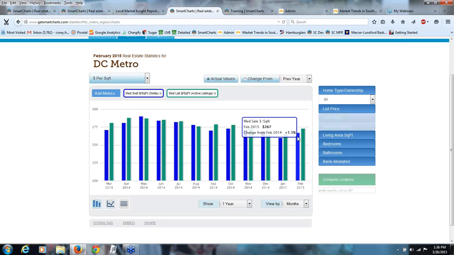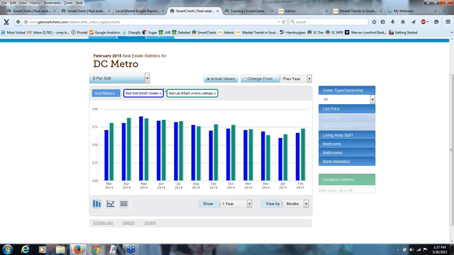So I can see the median sale price. Half the homes in the DC metro area that were sold went for $267 per square foot. Half the homes that are active are at $273. So this isn't that big of a discrepancy between the two. But the main thing I'm trying to point out here is once I've turned on two metrics in a particular group, then I no longer have that option of turning on multiple series facets at the same time.